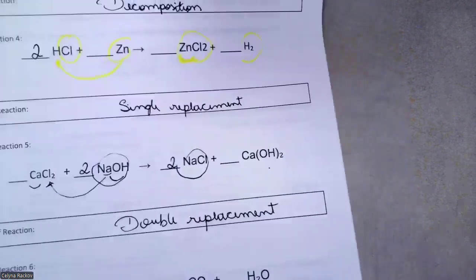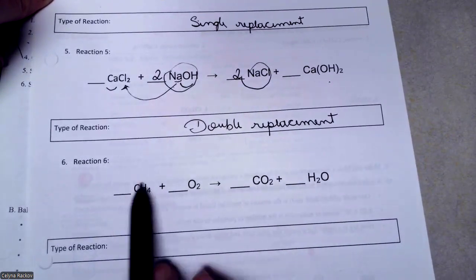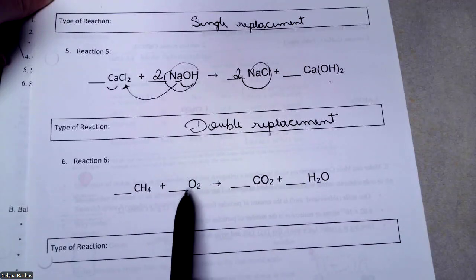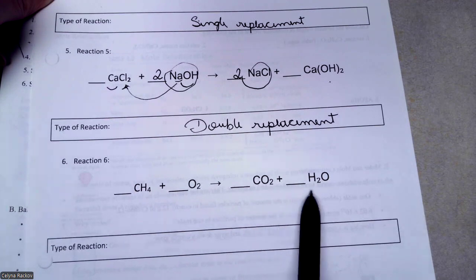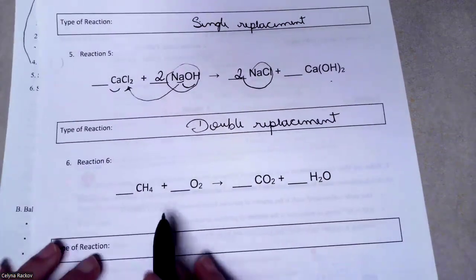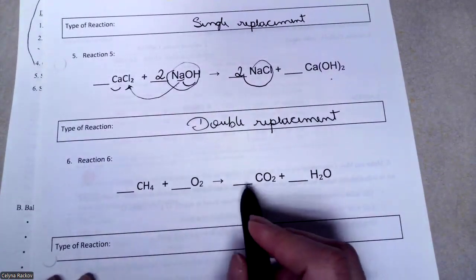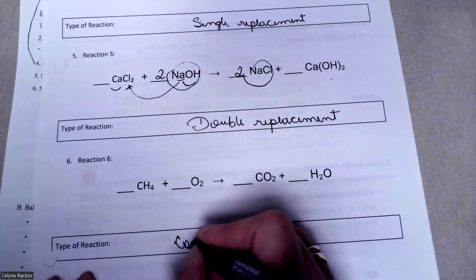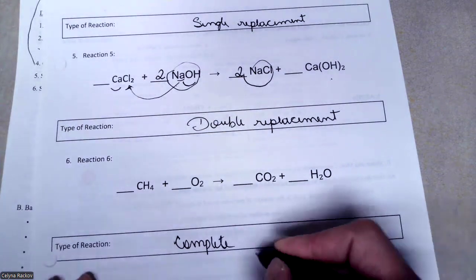Now, the next one here, you have an organic compound with carbon, burn with oxygen, producing carbon dioxide and water. So this reaction is a combustion. Specifically, it is a complete combustion because it's making only carbon dioxide and water. So complete combustion.